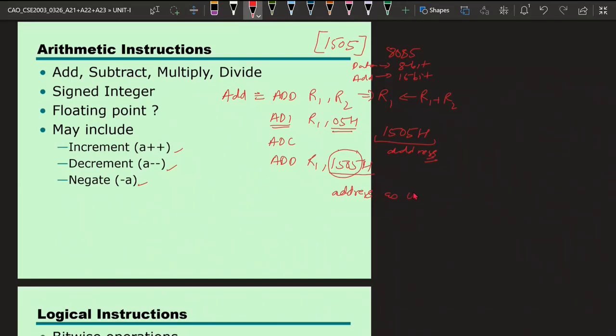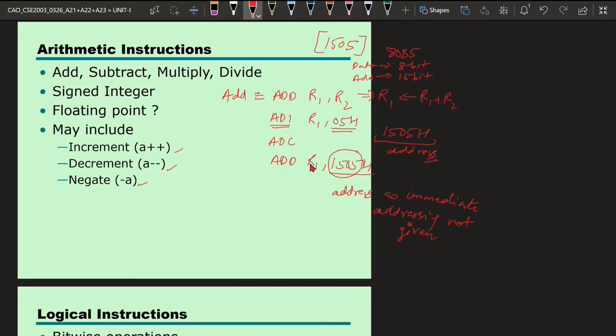If immediate addressing is not given in the instruction, then we are talking about an address. If it is ADI, that means immediate, it is an immediate instruction, and this one is data. We will see more about addressing modes in the next topic.